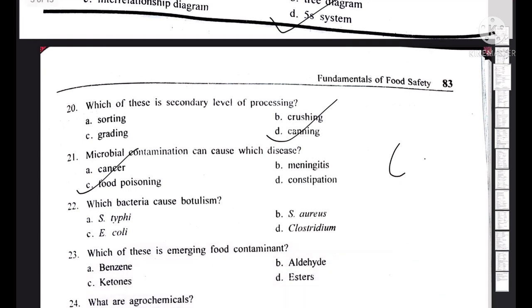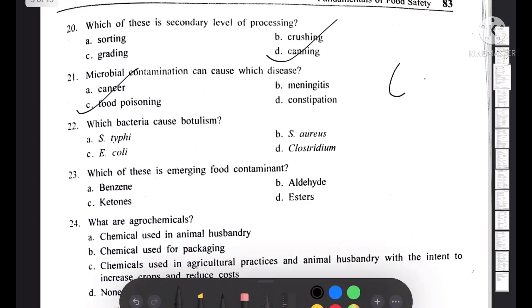Next, which bacteria can cause botulism? S. typhi, S. aureus, E. coli or Clostridium. So the correct answer is the bacteria that can cause botulism is Clostridium botulinum. Clostridium botulinum is a gram-positive, rod-shaped, anaerobic spore-forming motile bacterium with the ability to produce the neurotoxin botulinum. It is a disease-causing bacteria, and it can produce neurotoxins.